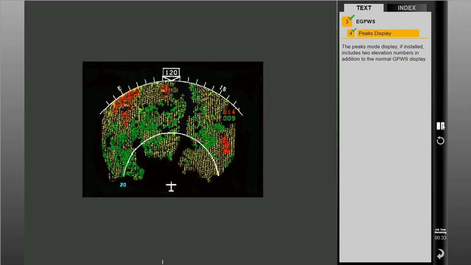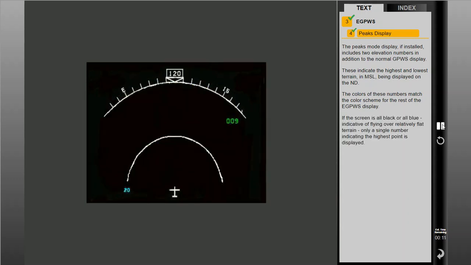The Peaks Mode display, if installed, includes 2 elevation numbers in addition to the normal GPWS display. These indicate the highest and lowest terrain in MSL being displayed on the ND. The colors of these numbers match the color scheme for the rest of the eGPWS display. If the screen is all black or all blue, indicative of flying over relatively flat terrain, only a single number indicating the highest point is displayed.